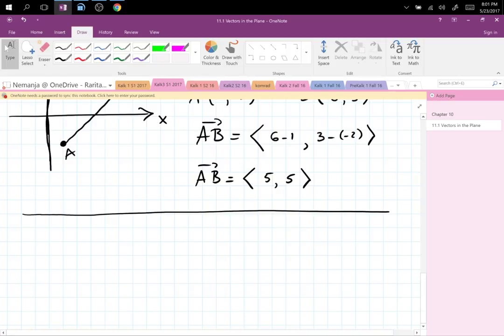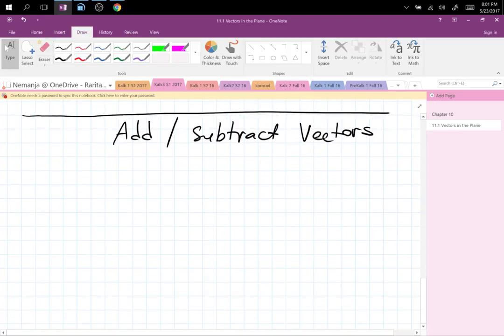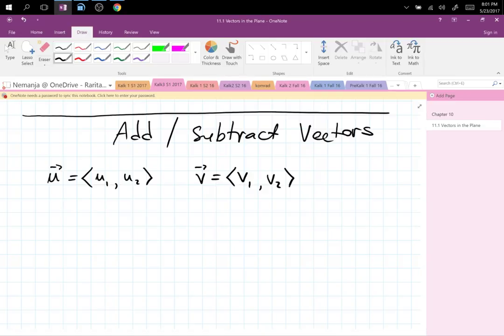Now, we are going to add and subtract vectors. So say that we have 2 vectors, vector u with components u1 and u2, and vector v with components v1, v2. We are going to add or subtract vectors component-wise.